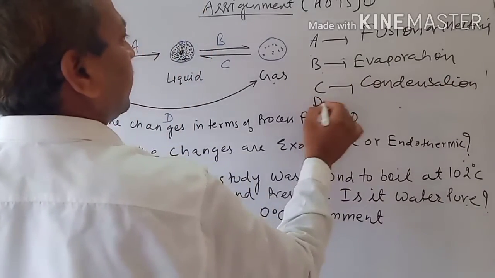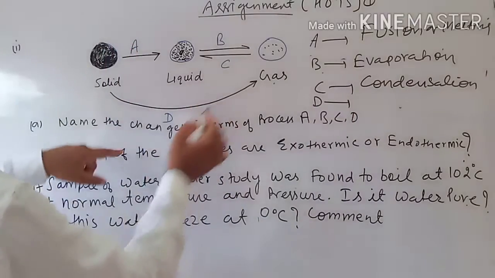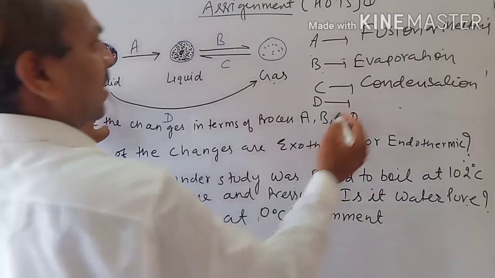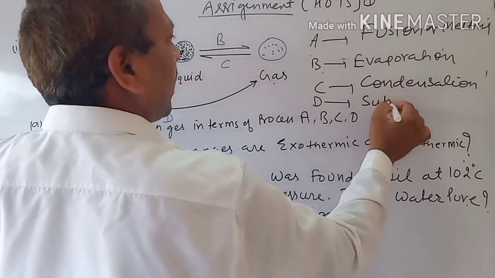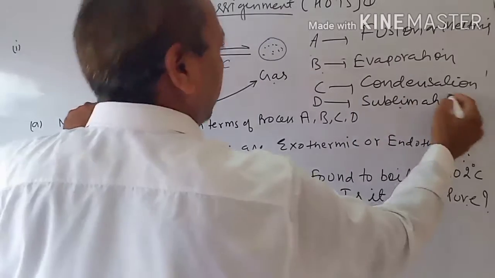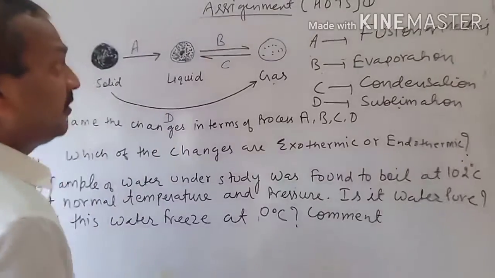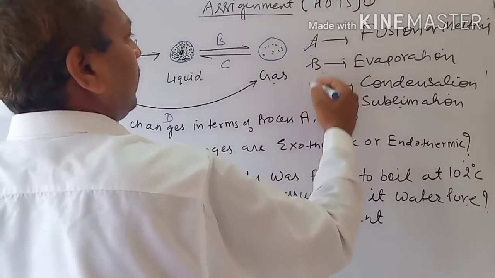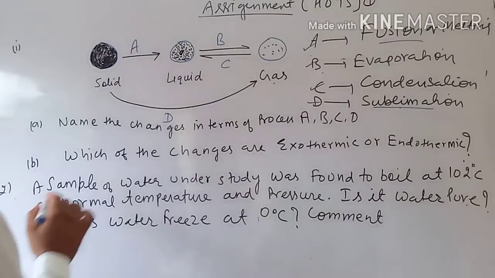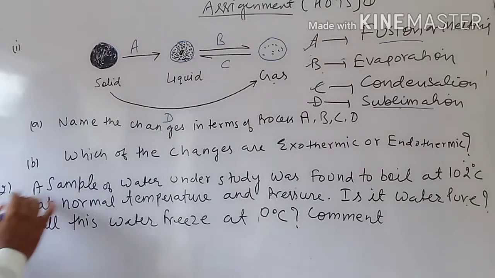And here is process D. Here solid converts directly into gas without changing into liquid. This process is known as sublimation. So children, see A, B, C, D: this is the correct answer. Simple.